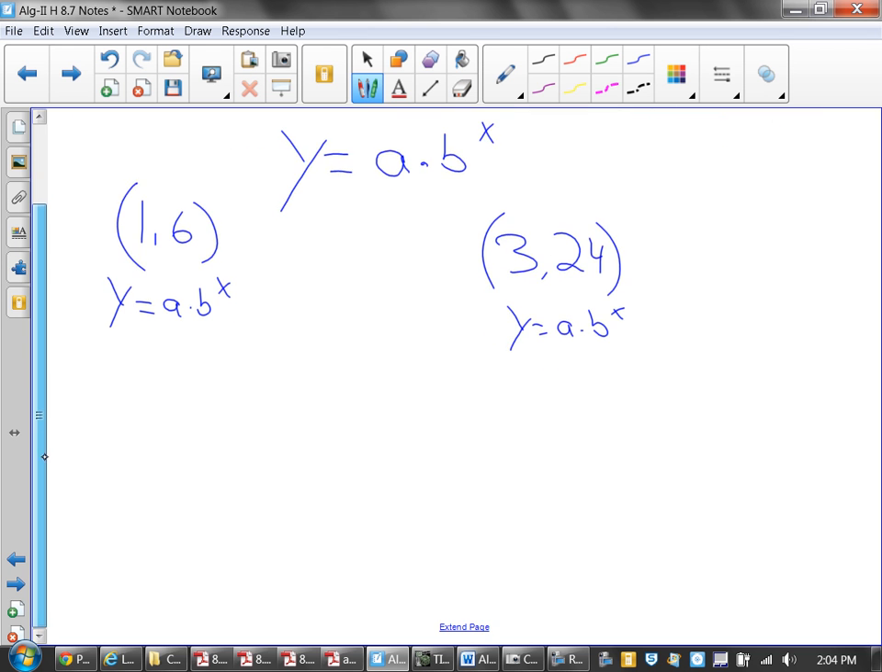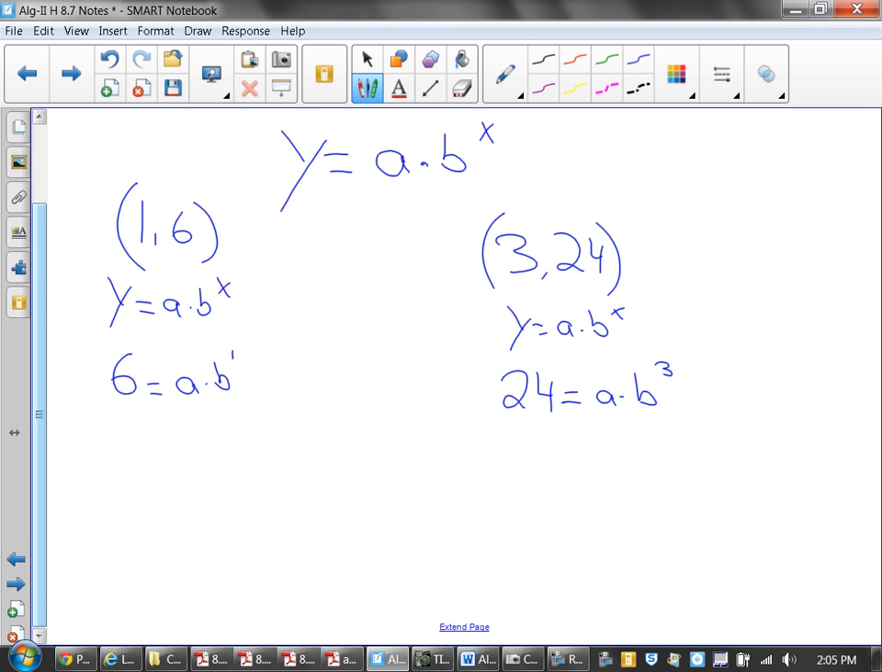So, equation on the left, I'm going to get 6 is a times b to the 1. And then on the other side, I'm going to get 24 is a times b cubed. Everybody okay with that? What we're doing here is we're creating a system of equations, and we're going to solve this via substitution.